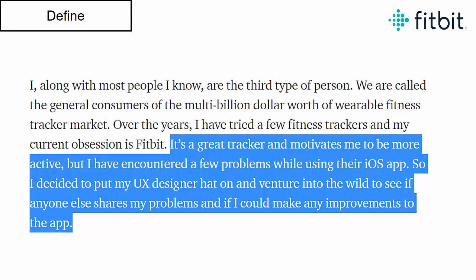So I just extracted a few segments of what she has done, and just like to bring your attention at the start of the project, she actually mentioned that FitBit is a great tracker that motivates her to be active, but having encountered a few problems, she decided to put on her UX designer hat and to venture into the wild to see if people share her problems and if she could make improvements to the app. So it started off with a challenge where she encountered some problems with their iOS app, and she's actually now going to start on the empathy phase.